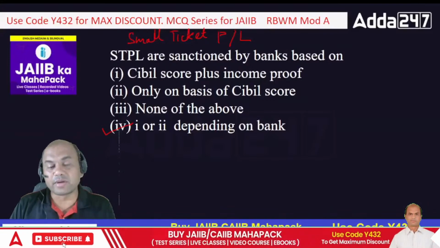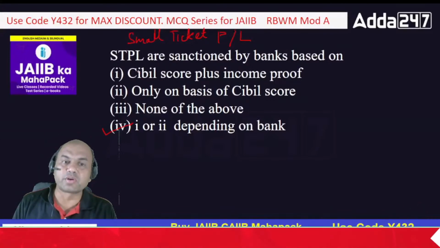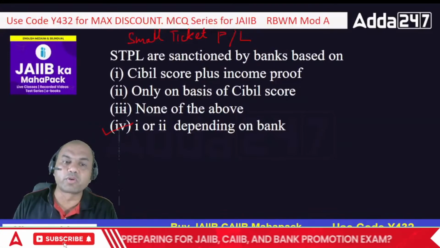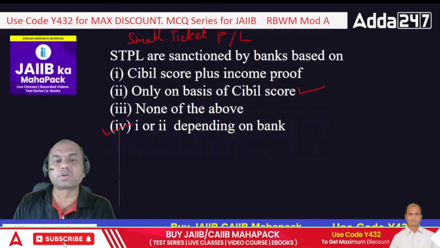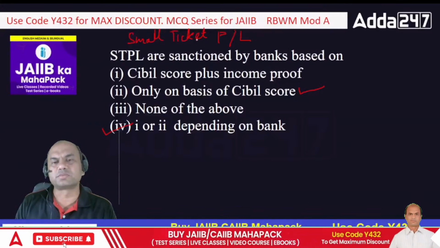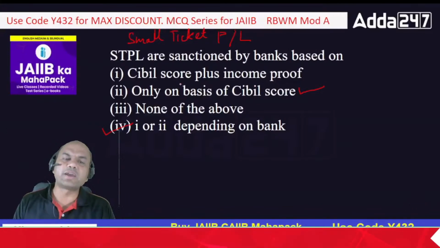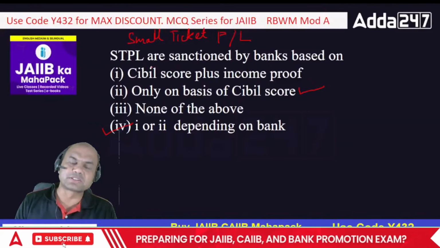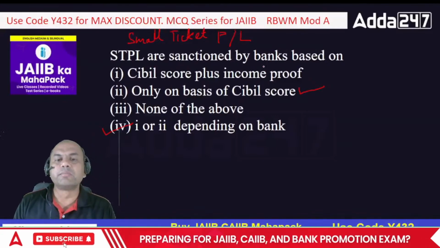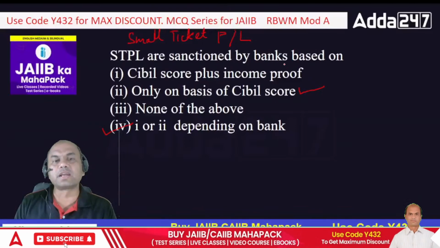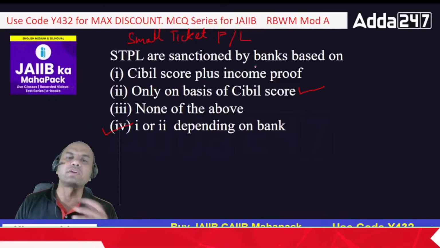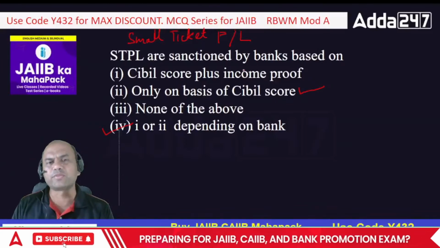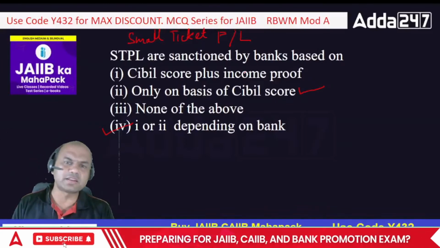But I feel, and where the ranking is going on, the correct answer should not be 4. The correct answer should be 2. Only on the basis of CIBIL score. This STPL means small ticket, smaller loans. If I ask that customer with good CIBIL score that bring 3 years income proof, 3 years balance sheet, that customer will run away now. And how much are you giving that customer? 2 lakh, 3 lakh, 5 lakhs, not more than 5 lakhs generally.